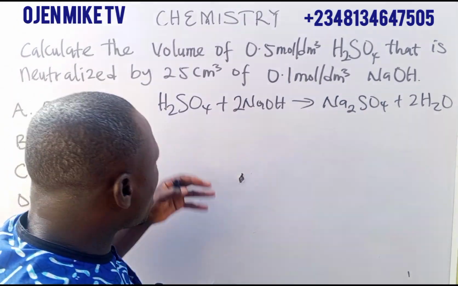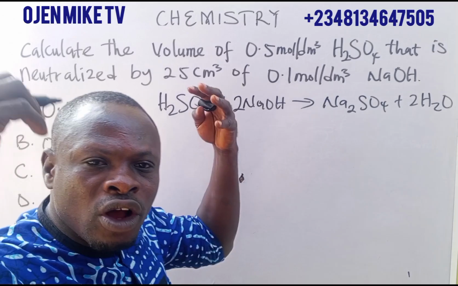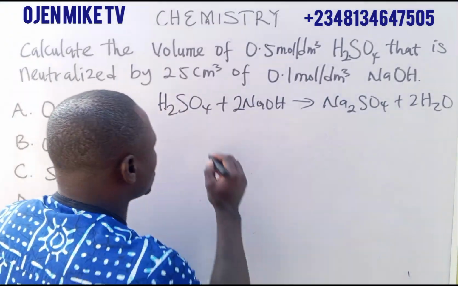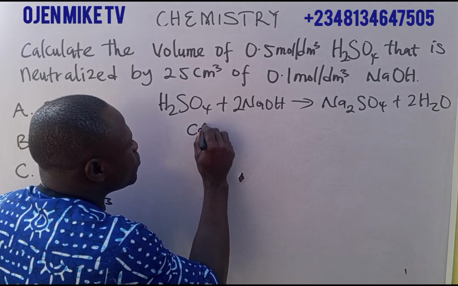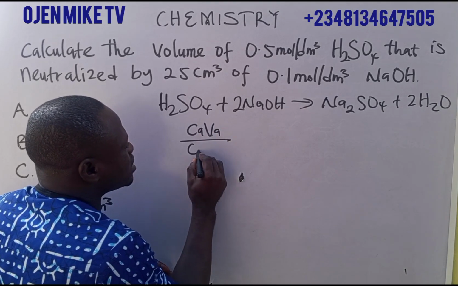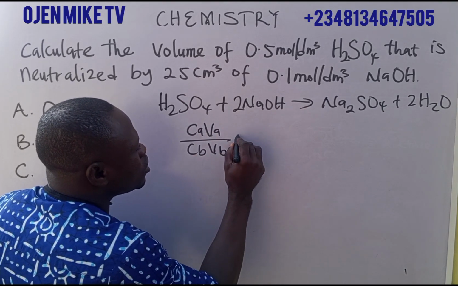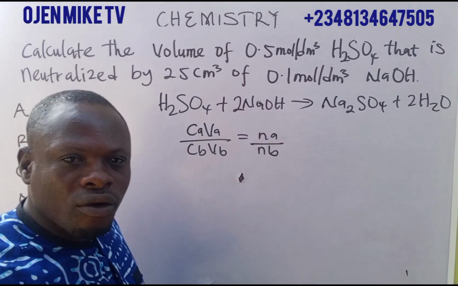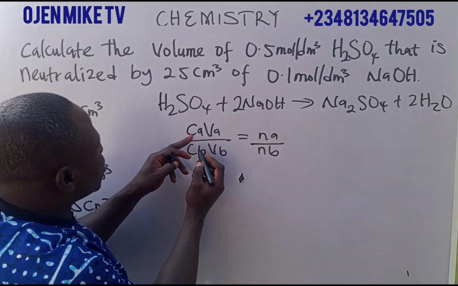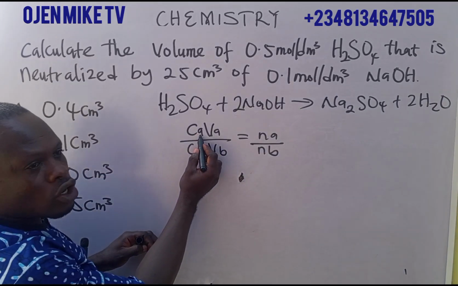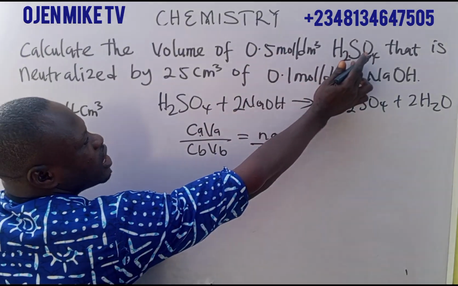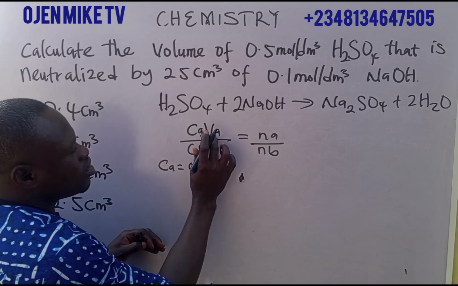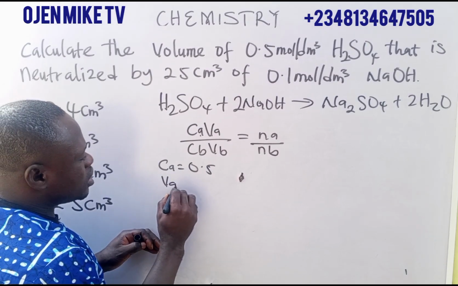Are you following? Now, since it involves a neutralization reaction, you are going to use your titration formula. We have CaVa over CbVb is equal to Na over Nb. Very simple. Now we are given the concentration. This one is the concentration of acid. Ca is equal to 0.5.